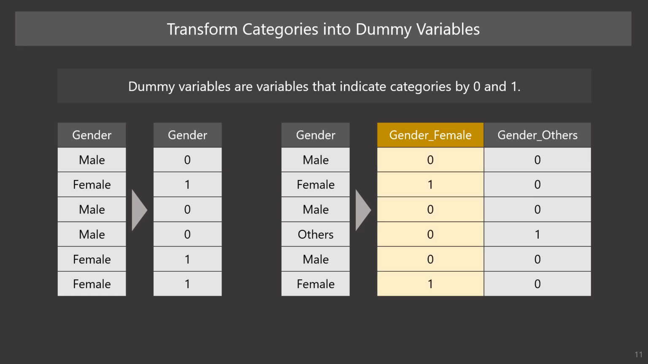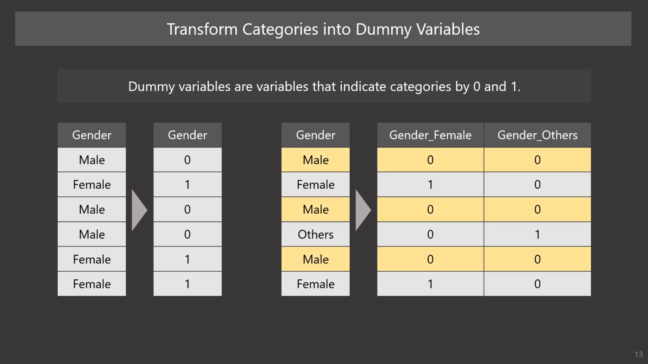For the variable gender female, when the person is female, the value is 1. Otherwise, the value is 0. Similarly, for the variable gender others, when the person gender type is not male nor female, the value is 1. Otherwise, the value is 0. Here, the newly created 2 variables are dummy variables.